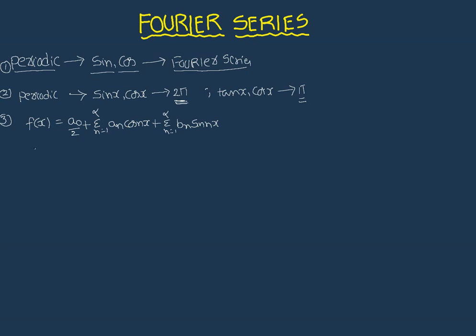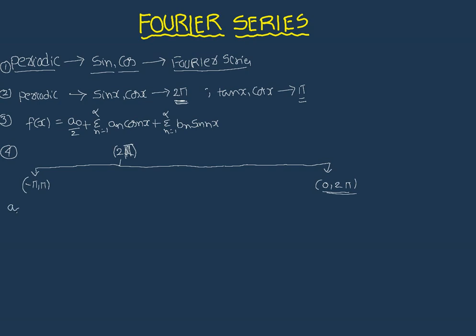Here we are not going to discuss period 2l; we are going to discuss period 2 pi. Minus pi to pi means period 2 pi. Similarly, 0 to 2 pi also has the period 2 pi.